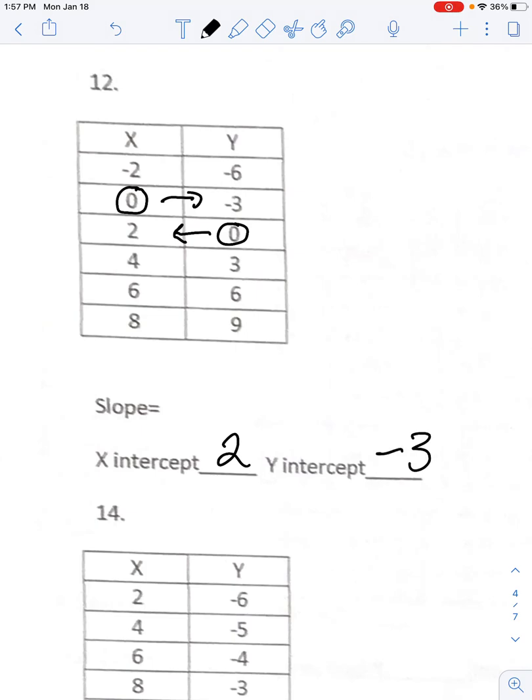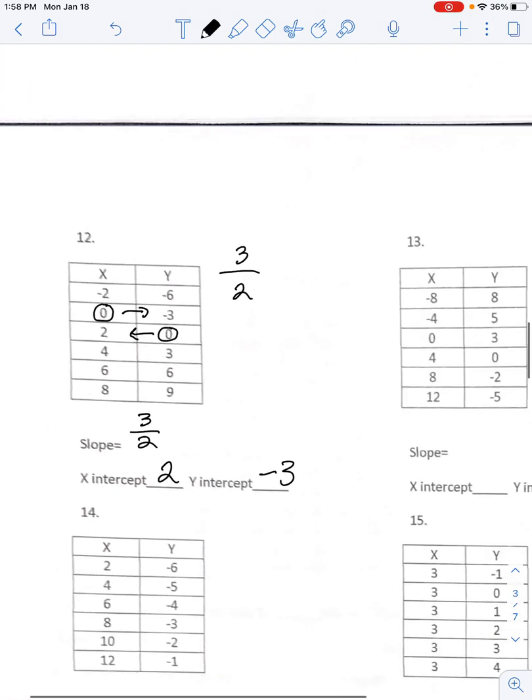All right, for the slope, it's the trend in the y over the trend in the x. Okay, so meaning the trend in the y, negative 6 to negative 3 is actually going up 3. So that number goes on top. Negative 2 to 0 is actually going up 2. So my slope is 3 over 2, like so.